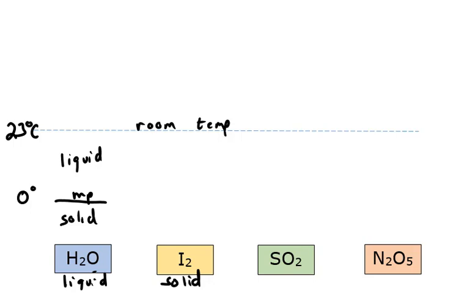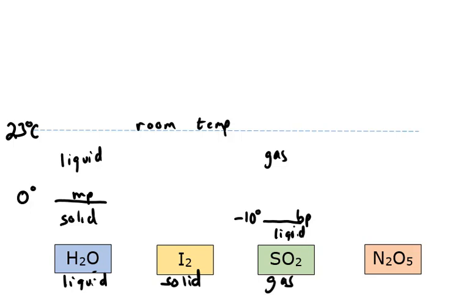Sulfur dioxide, SO2. Okay, if you look up its melting point and boiling point, you'll find the boiling point is way down here, -10. These are all degrees C again. That's its boiling point. Its melting point is way lower than that, so that's off our scale, which means that it is a liquid below -10, and it's a gas above -10, so it is a gas at room temperature.